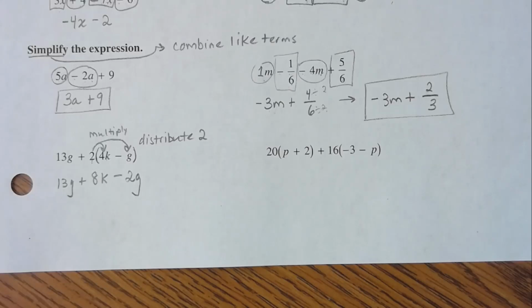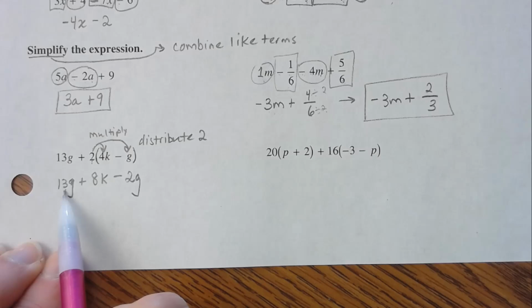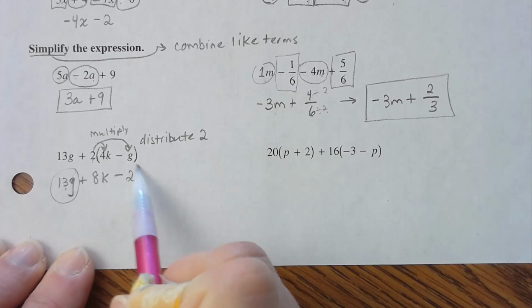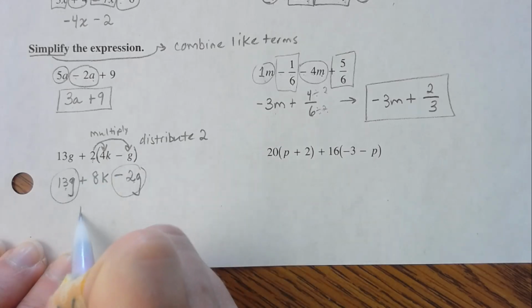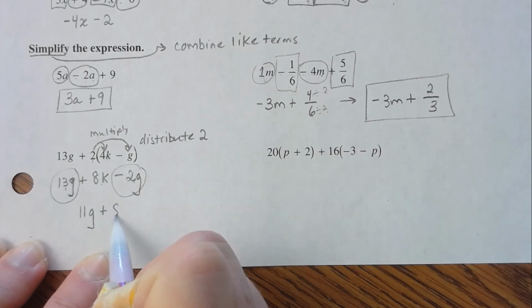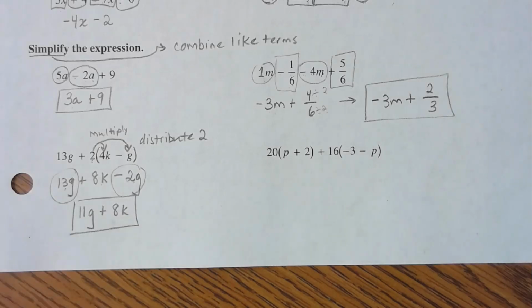Now I look for like terms. Notice the first term and the third term both have g. I will combine them. 13g minus 2g is 11g. I don't have another term with a k, so I just write plus 8k. This is my simplified expression.